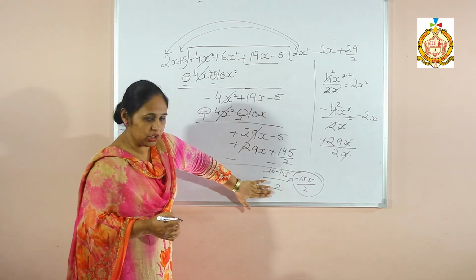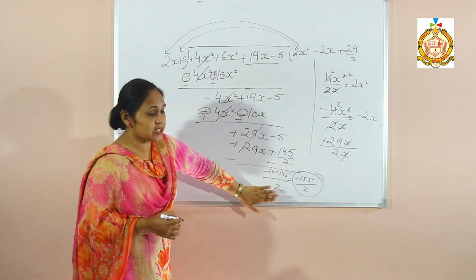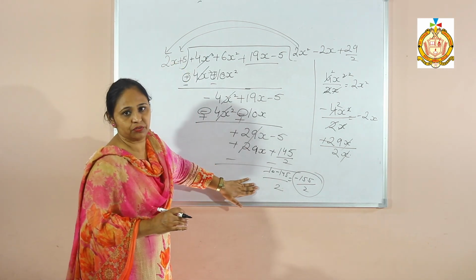If the remainder is 0, that means it is a factor of it. But if the remainder is some number or some variable, that means it is not a factor of it.